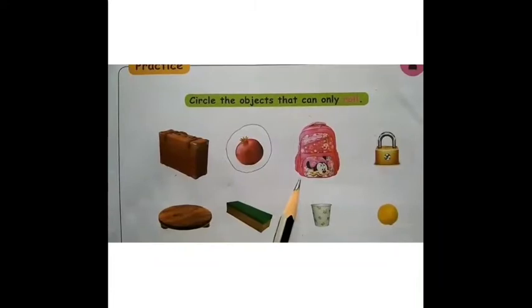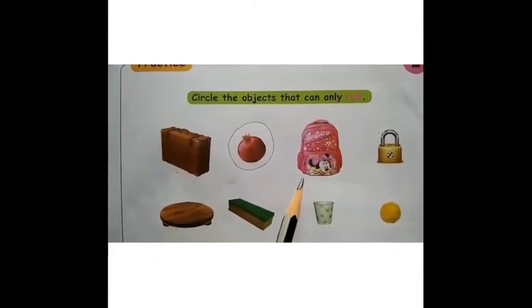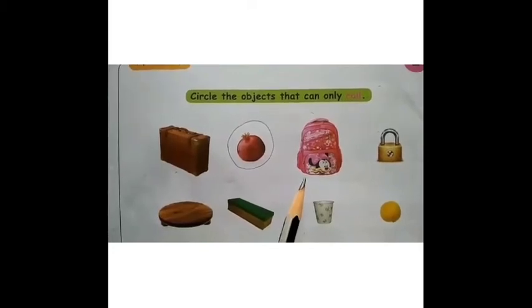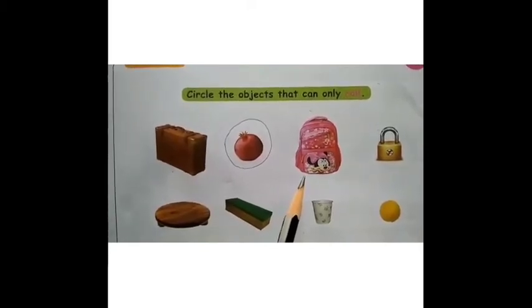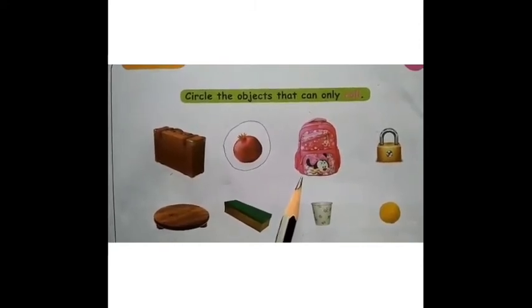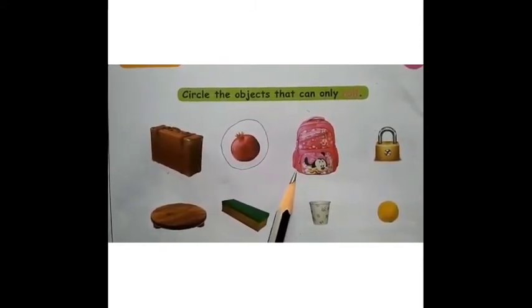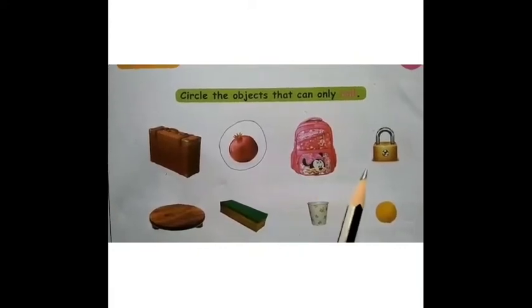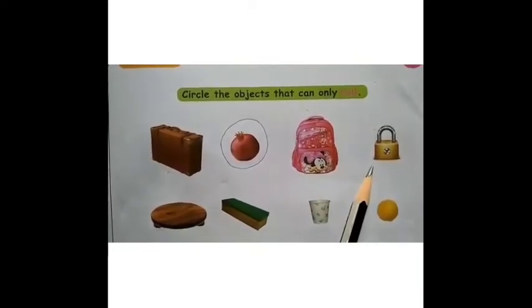Let us see the third one. Children, the third picture is what? The third picture is a school bag. It is a flat object. Can it roll or slide? It can only slide.